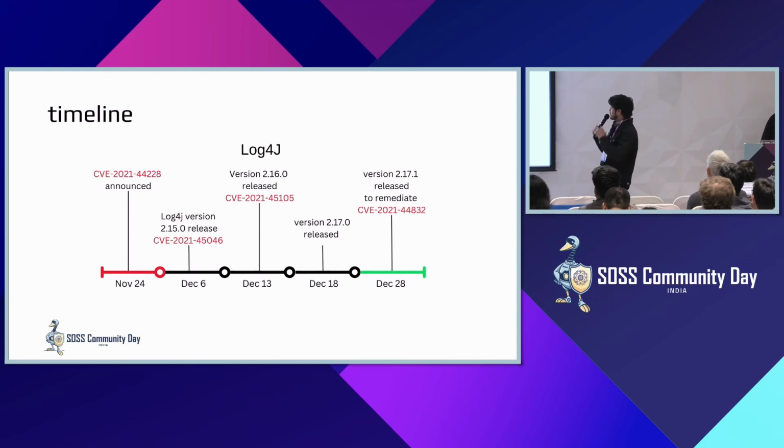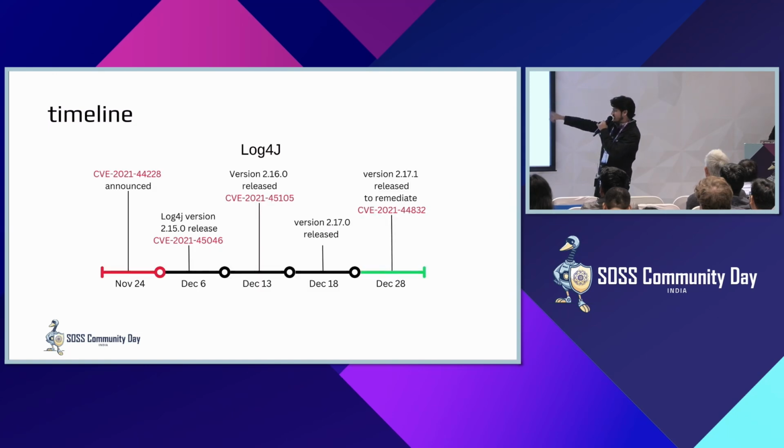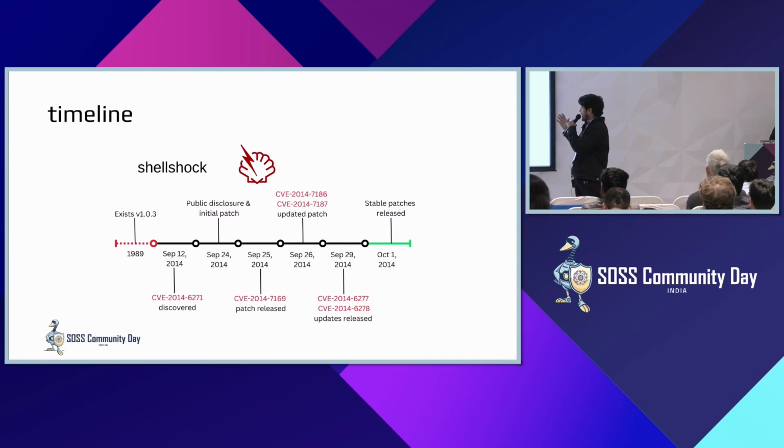Let's look at the timeline of some of the popular zero-day vulnerabilities. This is the timeline of Log4j. I just want to highlight the time it takes from when the vulnerability was discovered to when the stable patch was released. It took almost 1 month for the stable patch to be released. And if we can go to the previous slide, please.